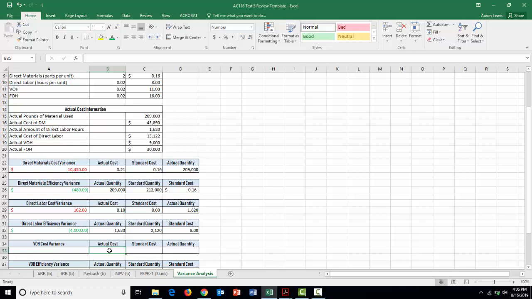Moving on to our variable overhead cost variance. We need to figure out our actual costs, and our actual cost of variable overhead was, per unit, the actual VOH of 9,000 divided by the number of units that we actually made.